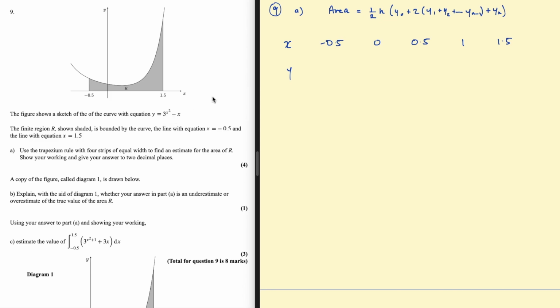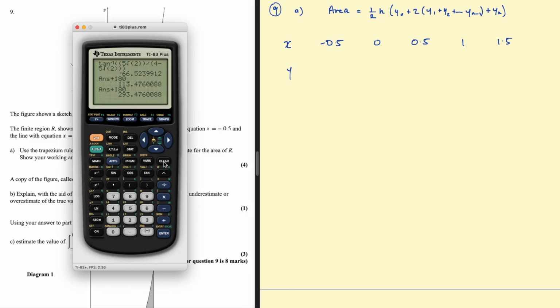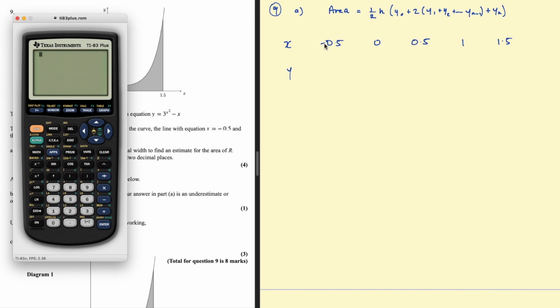Firstly, plugging in -0.5 into 3^(x²) - x. Might as well just put that into our calculators. Well, I know 0.5 squared is 0.25, so I'm just going to do 3 to the power of 0.25, well actually it's going to be plus 0.5. That gives me 1.816. If I plug 0 in, this is just going to be 1, because it'll be 3 to the power of 0, which is 1, take 0, so 1.